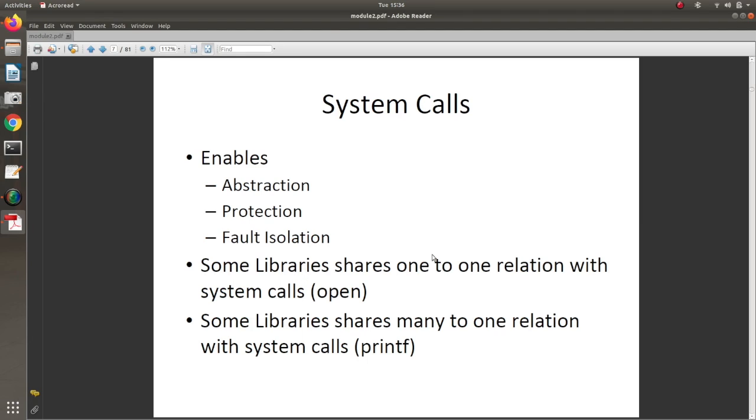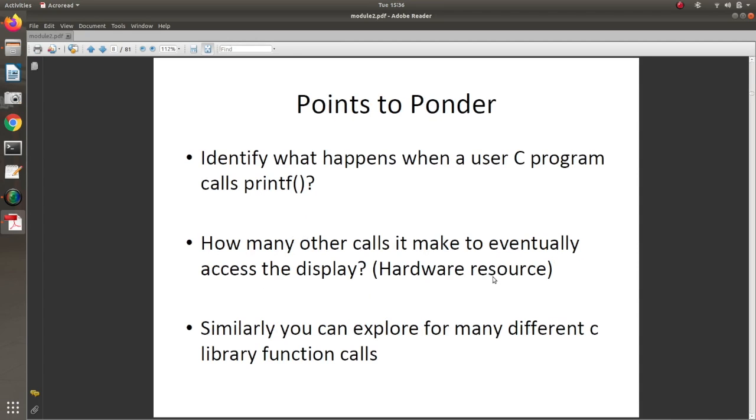Now, only some calls have direct access to the system call open, while some libraries share a many-to-one relation, like printf, which can be used by anybody, right? So that is how some libraries have a many-to-one relation with system calls.